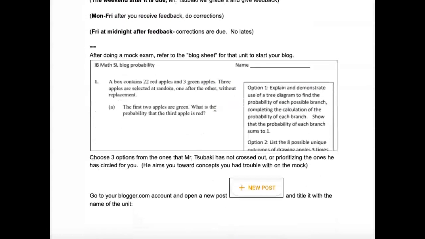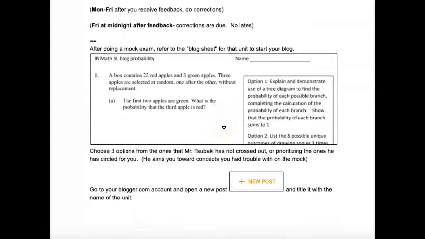Okay, you may turn in blogs late, but you may not turn in blog corrections late. So if you turn in a blog super late, then obviously you're not going to have the opportunity to correct it. Like if you turn it in after the correction deadline, then there's no corrections, right?